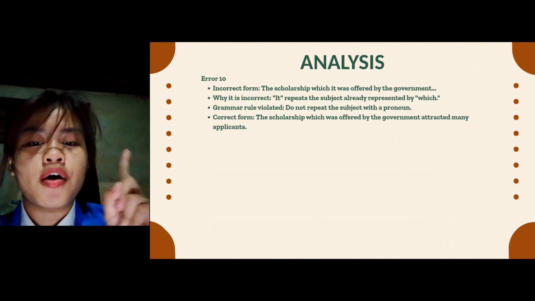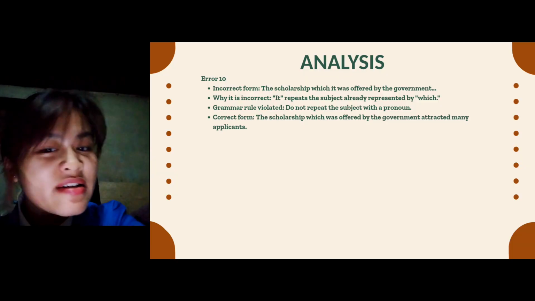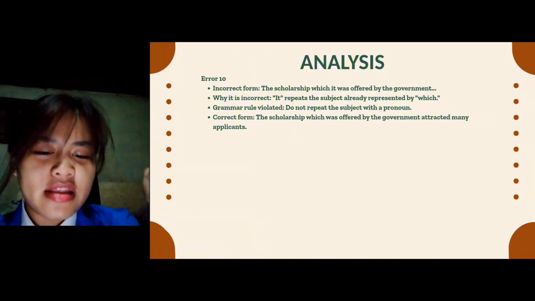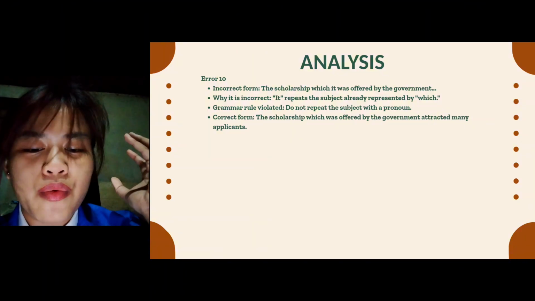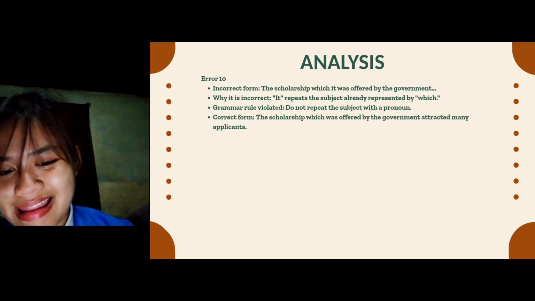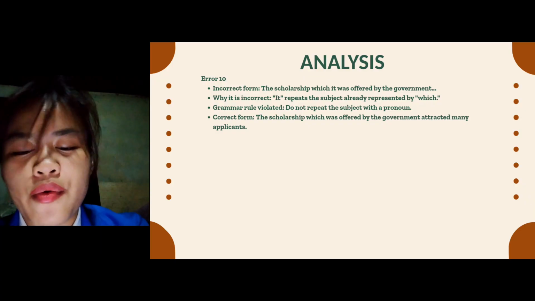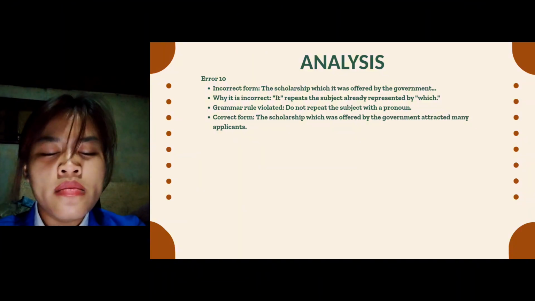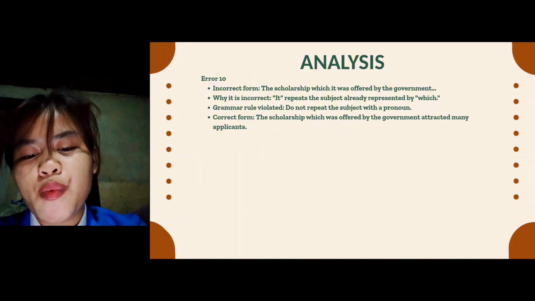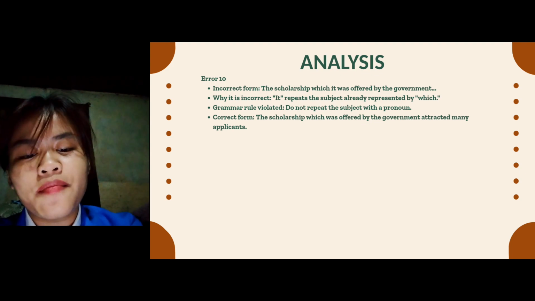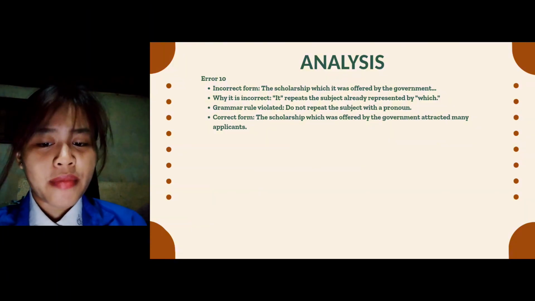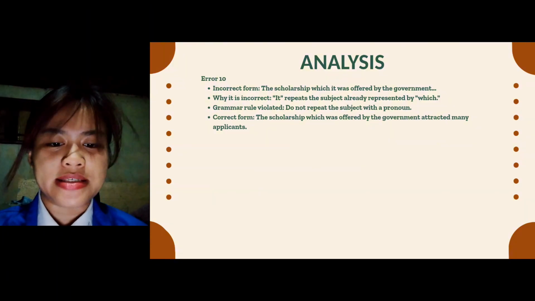The 10th error, or the last error for these relative clauses. The incorrect form is: the scholarship which it was offered by the government. Why is it incorrect? It repeats the subject already represented by which. Grammar rule violated: do not repeat the subject with a pronoun. So the correct form: the scholarship which was offered by the government attracted many applicants.